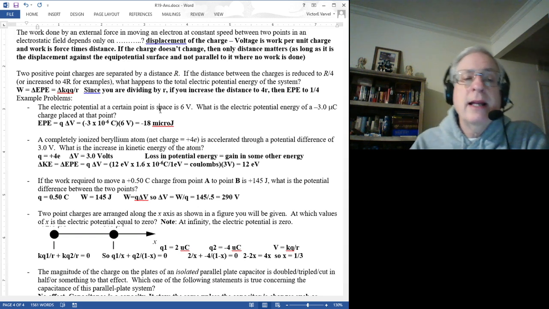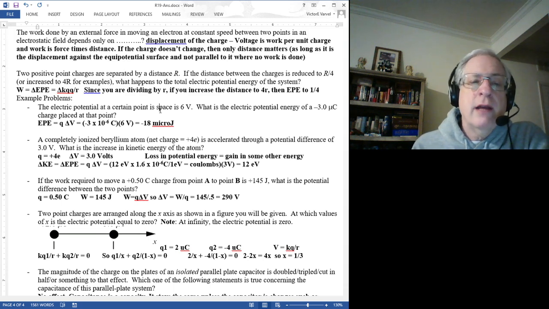Next, a completely ionized beryllium atom, net charge +4e, is accelerated through a potential difference of 3 volts. So I have a potential difference and I have a Q. What is the increase in kinetic energy of the atom?